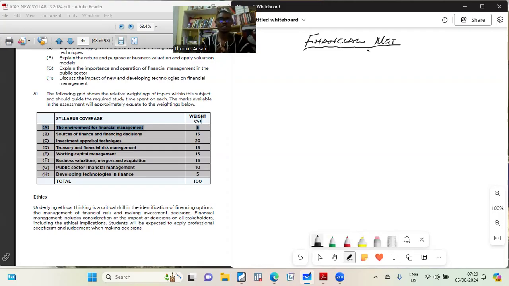Now, your exam is a 100-mark exam, and we all know that the pass mark is 50%. So this is the breakdown from the examiner. And this is not only for ICAN, it's the same thing for ACCA and the rest. What you see in here is that the examiner has weighed the topics, and it says that the environment of financial management is 5 marks.